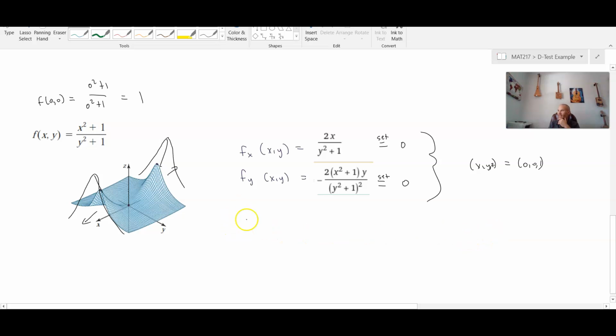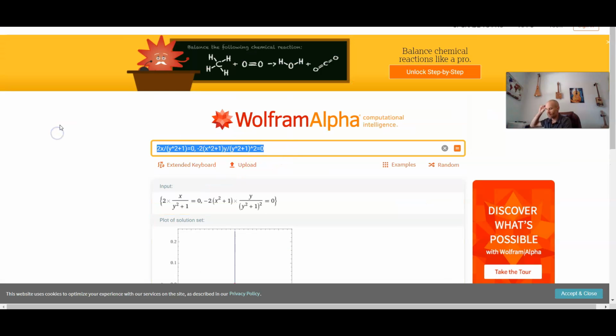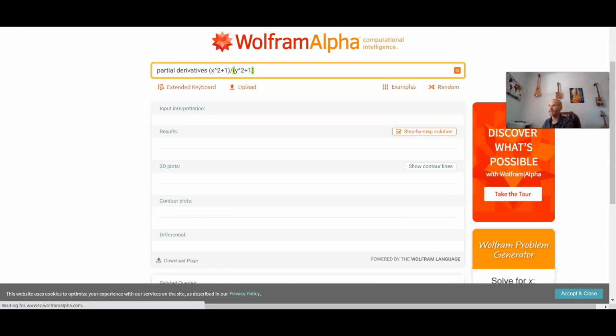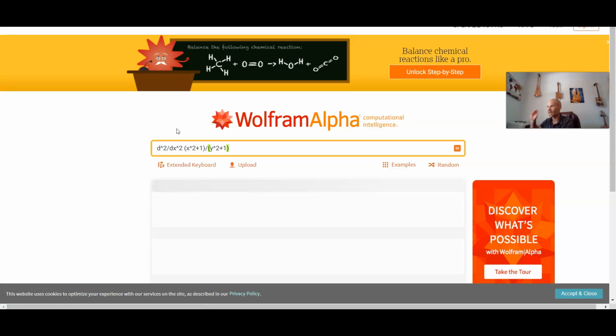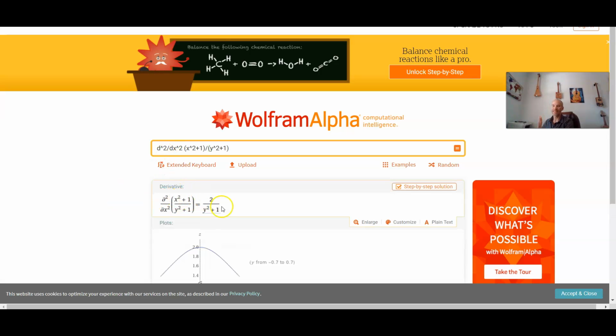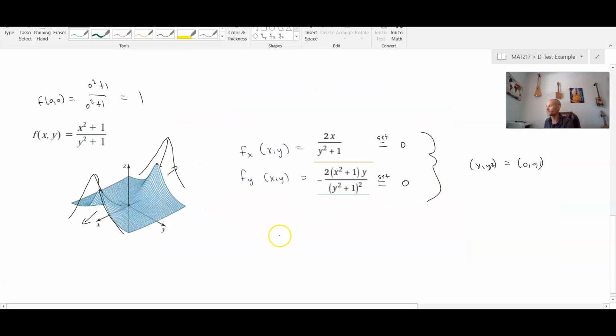So to compute the d-test, I need the partial derivatives once again. So now I need the partial derivative. I'll press the back key here. And now I will just type in the second derivative with respect to x. And the beautiful part is that it comes out nice and simplified as well. So 2 over y squared plus 1. So the partial derivative with respect to x twice is 2 over y squared plus 1.